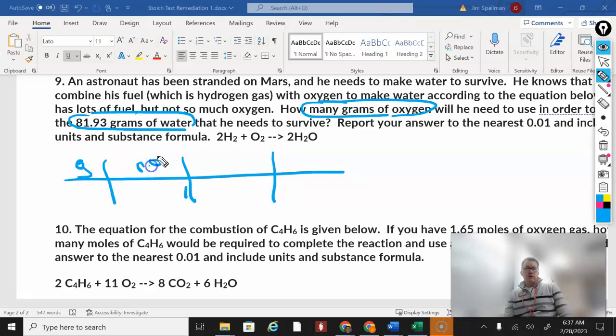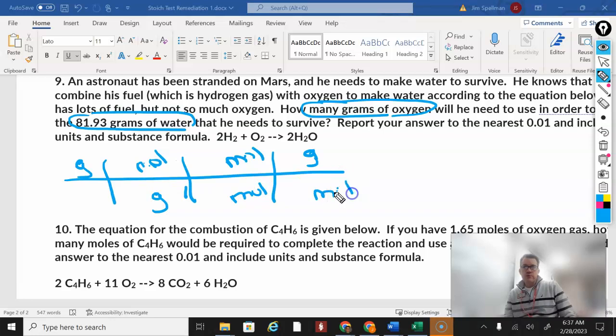Grams, moles. Go slow. Grams, moles, grams. Same thing on the bottom. Grams, moles. And then we run out of room, so we don't do the last gram because that's what we want to get left with.